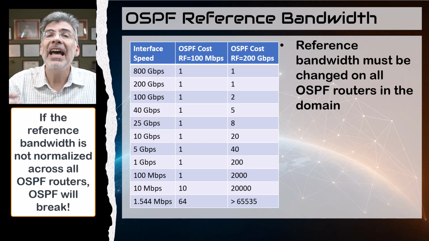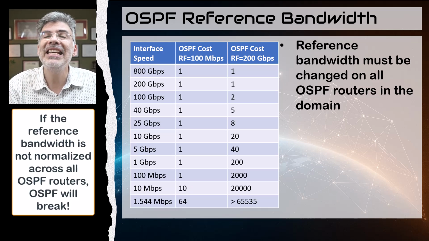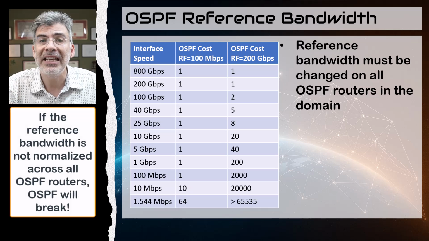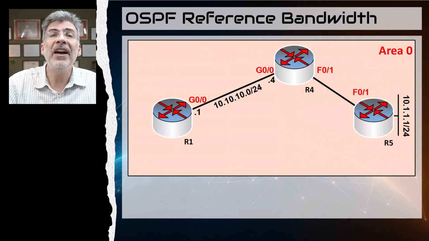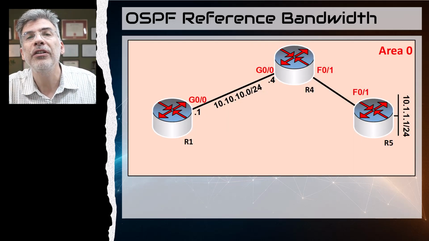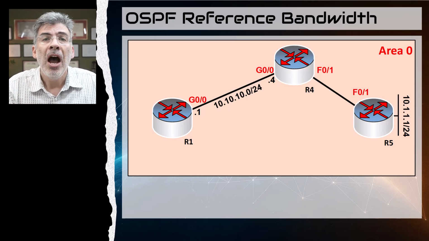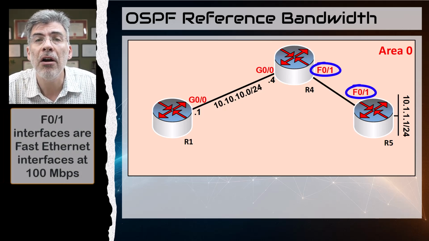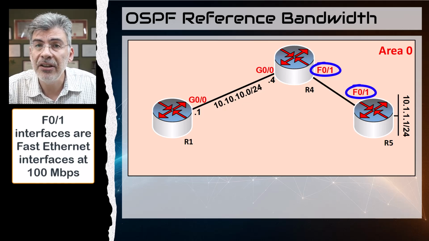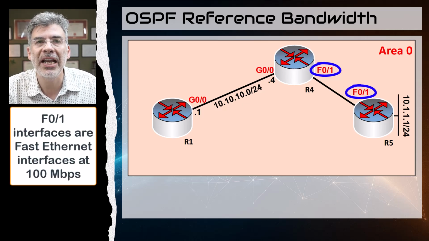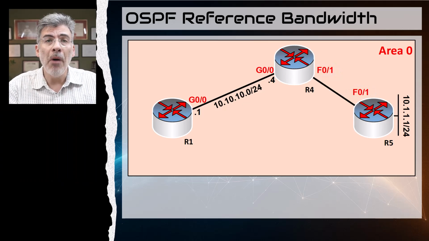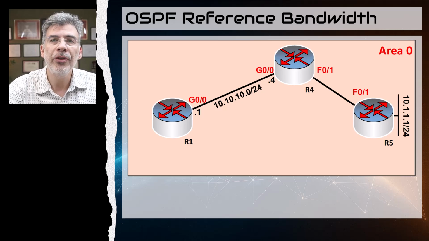Let's take a look at an OSPF topology and see how this reference bandwidth plays its role. Now, I've simplified the topology by removing the alternate path so we can focus on the mechanisms of the reference bandwidth. I've also set up these links between R4 and R5 to be Fast Ethernet links at 100 megabits per second. Let's start by going in and modifying the reference bandwidth on all three routers.